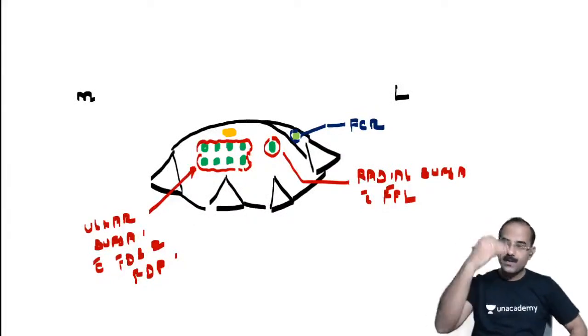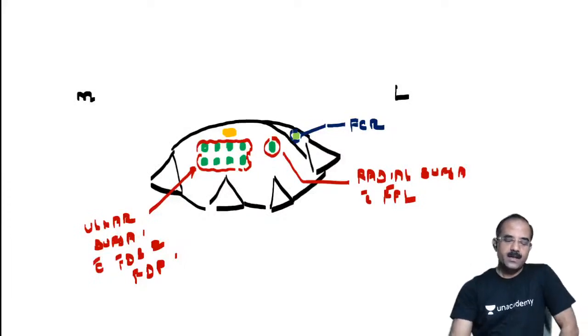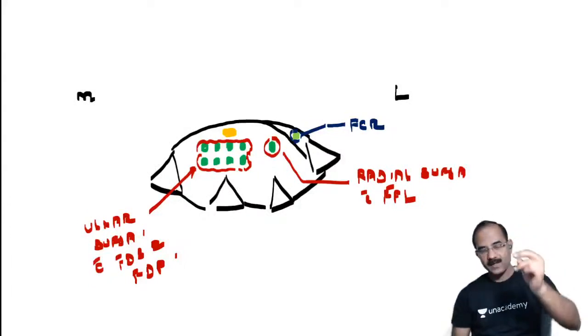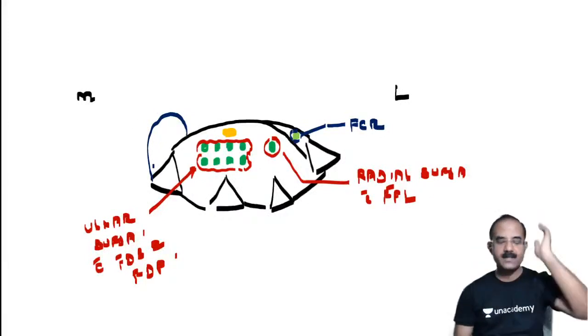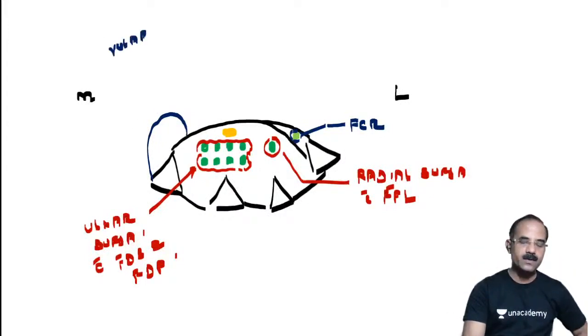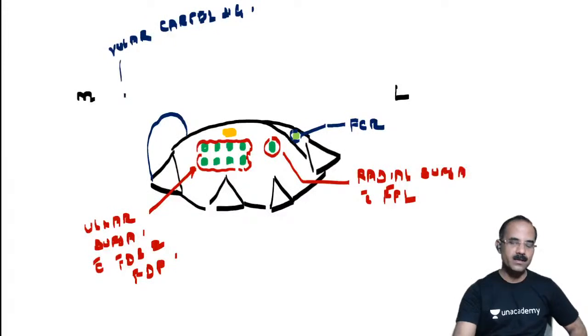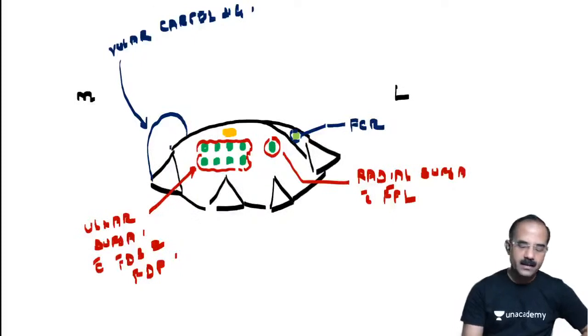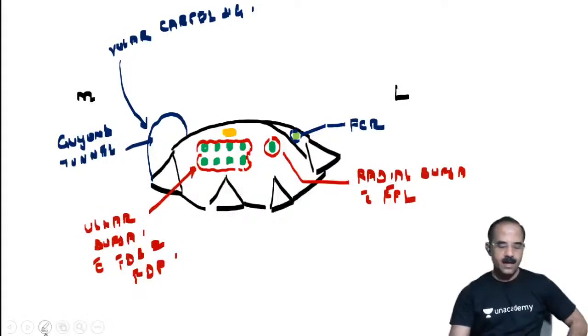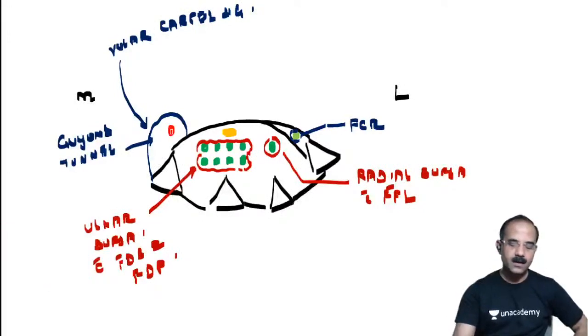Now, what are the structures which go above the flexor retinaculum? Just have a look. Like the flexor retinaculum splits on the lateral side, similarly, the flexor retinaculum gives a small extension on the medial side, and this is what we call the volar carpal ligament. This extension of the flexor retinaculum on the medial side is known as the volar carpal ligament, and this tunnel which is formed here is known as Guyon's tunnel.